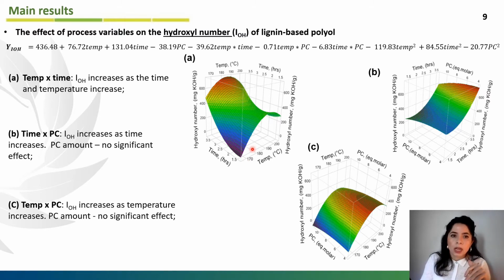for hydroxyl number. Looking at plot B, we have the interaction between time and PC amount, and you can observe that as the time increases, the hydroxyl number increases as well. But PC amount does not have a significant effect here, so the surface doesn't change significantly as PC amount changes. The same tendency was observed in plot C. PC amount does not have a significant effect, but you have just the effect of temperature here. So as temperature increases, the hydroxyl number increases.